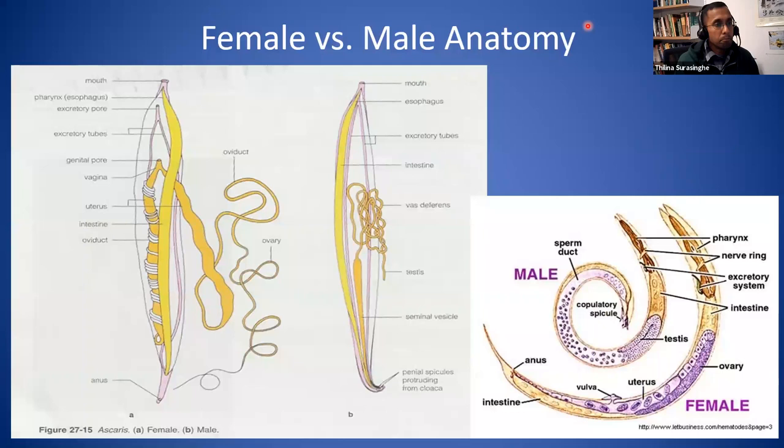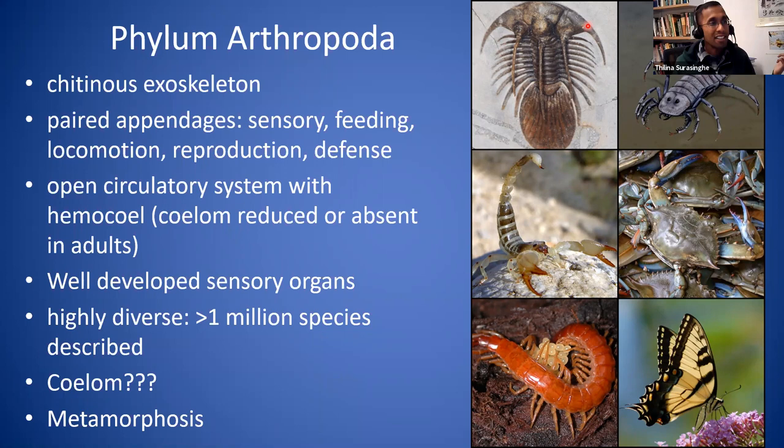Now to arthropods. These guys also have an exoskeleton. It's a chitinous exoskeleton. They also have paired appendages on either side of their body. The functions of those appendages could be sensory, like antennae; feeding, like mouthparts of insects or of a crayfish; locomotion, the walking legs of a spider; reproduction, organs that certain arthropods have for copulation; or defense, like the claws of a crayfish.